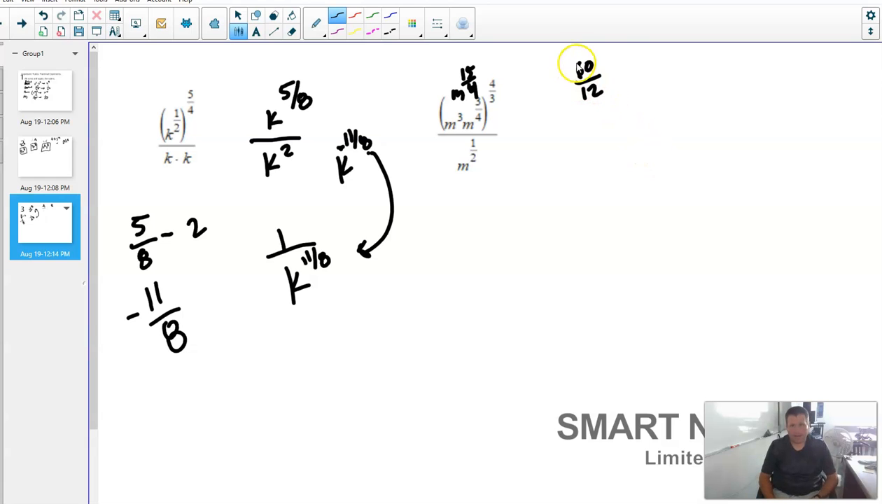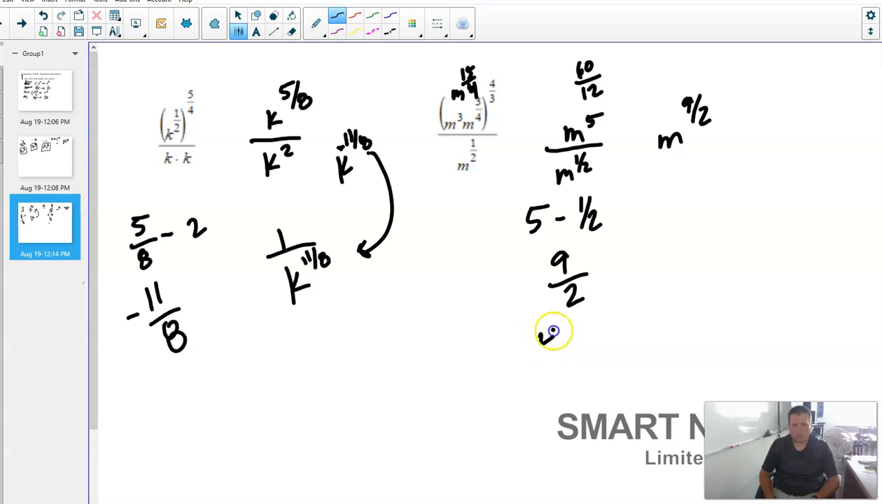Which is going to give me 5. That's 5 right there. So this would be m to the 5th in the numerator, and then in my denominator is m to the 1/2. I'm just applying my quotient rule in this case, so I'm going to subtract now. I'm going 5 minus 1/2, which gives me 9/2, or 4 1/2, same thing as 9/2. So this would be m to the 9/2. Okay? So that would be what I get there.